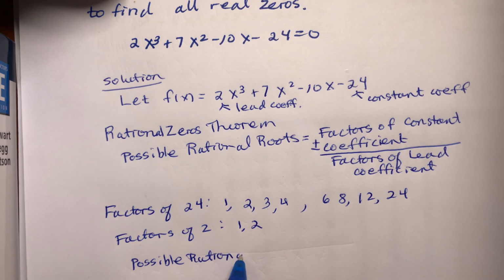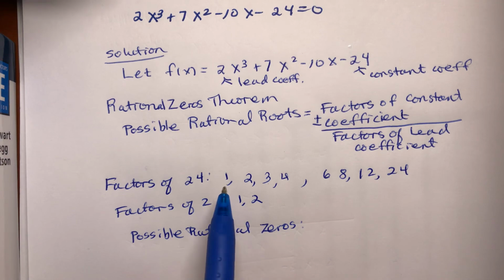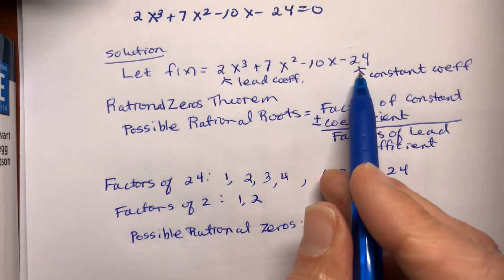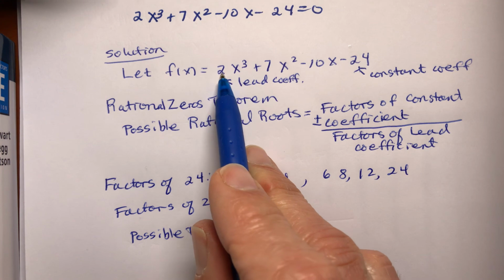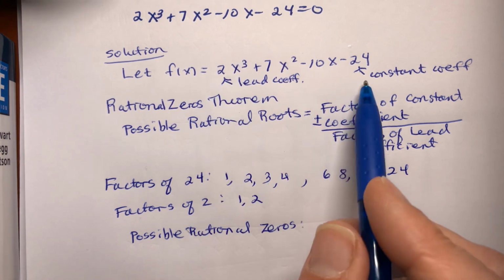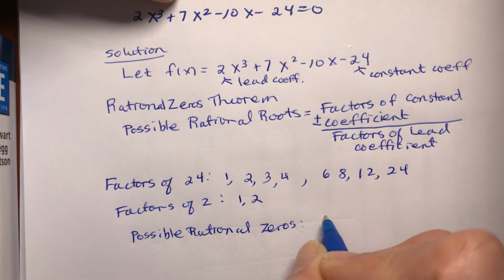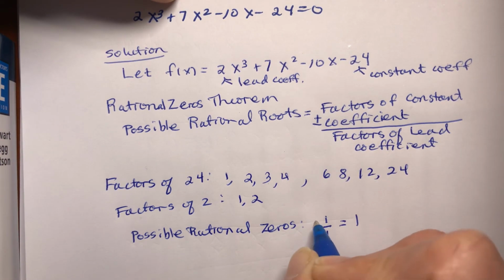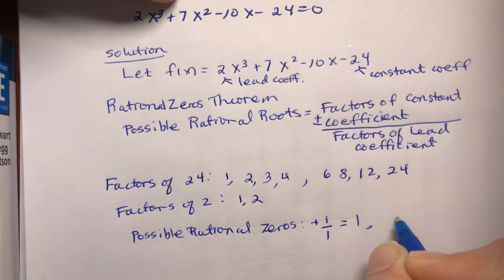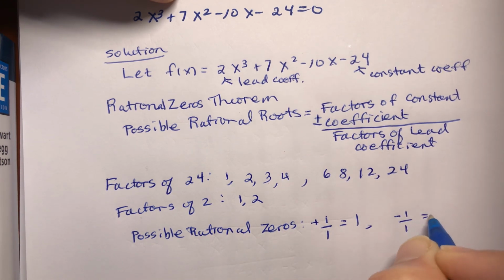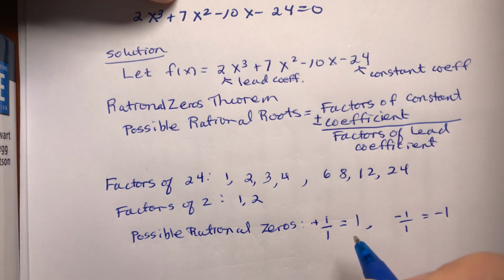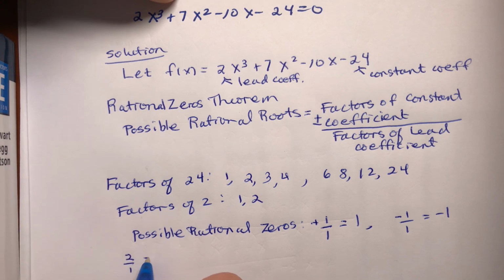Okay, so the possible rational zeros, or roots, are going to be plus or minus these factors of the constant, 24, divided by the factors of 2. Now, if I have to try 24, that's sort of a big number, but let's start off with something that's not so bad. I do 1 divided by 1, which equals 1, so that's plus or minus 1 divided by 1, that's -1. And then you can try 2 divided by 1, which is 2, -2 divided by 1, which is -2.